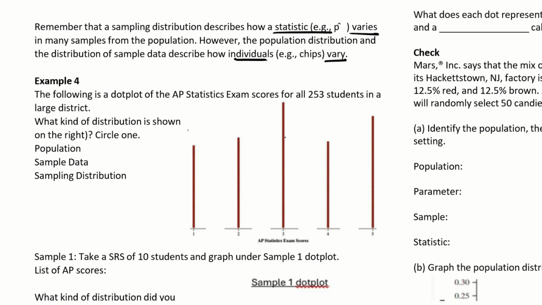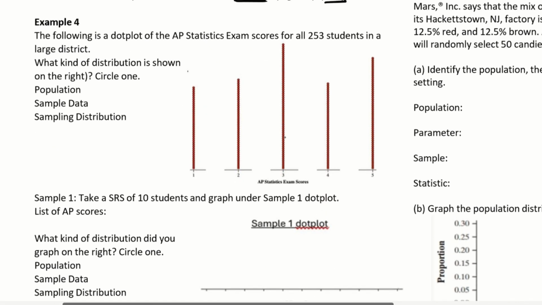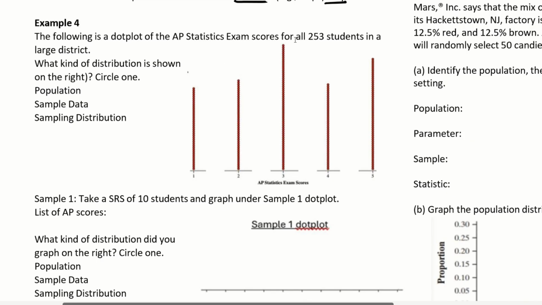All right, so example 4. The following is a dot plot of the AP Statistics exam scores for all 253 students in a large district. What kind of distribution is shown on the right? Circle 1. So we have the AP exam scores for all 253 students in a large district. That's a population for all the students in there, right? A lot of students got 1s and 2s, a lot got 3s, 4s, and then 5s. So this is for all the people. So this is a population distribution, all right?